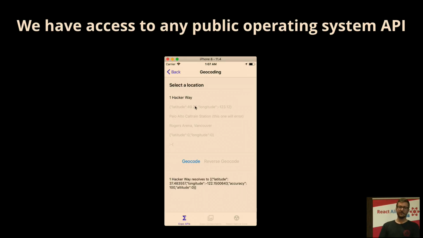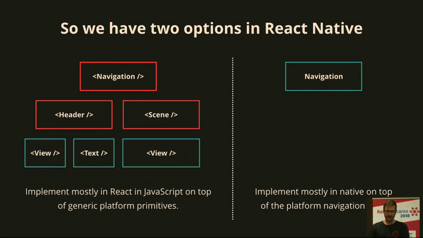And this would be as if on your web browser you were able to call into any Windows API or any Mac API or any Linux API. And so that's something that's not quite available on the web. So we have two options with React Native, right? We can take the approach that we would on the web and render down to the platform components and just have React components all the way down. Or we can implement the navigation library mostly on top of the native navigation APIs.